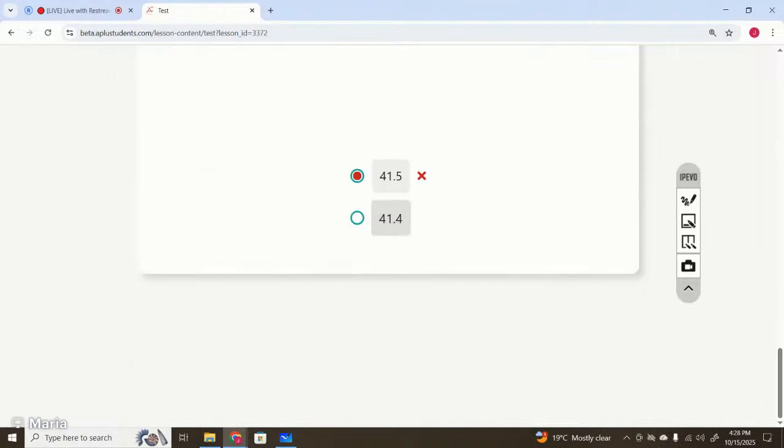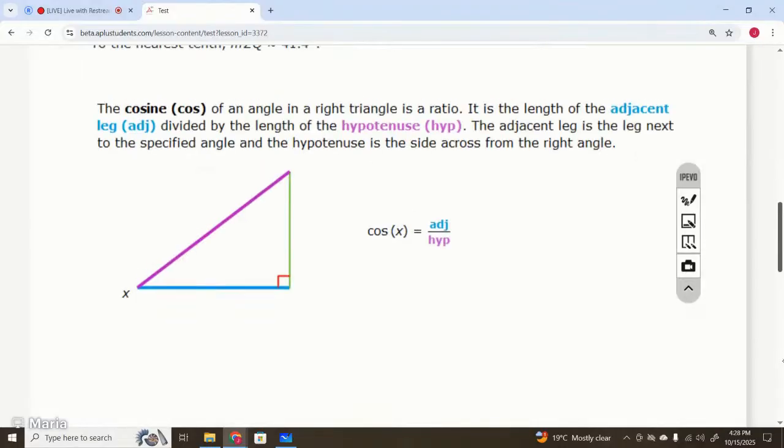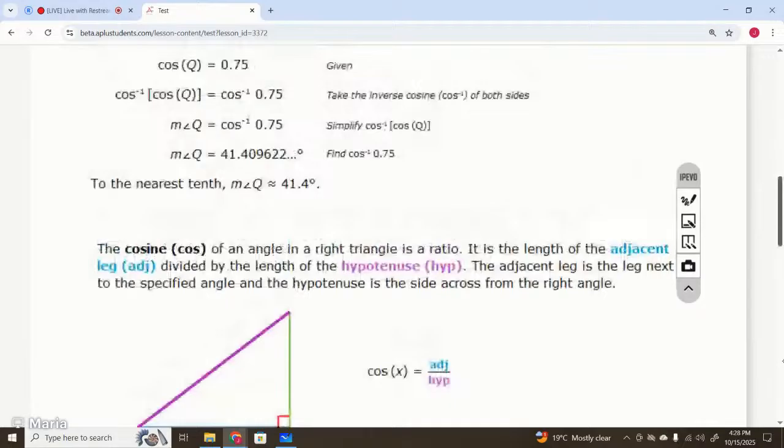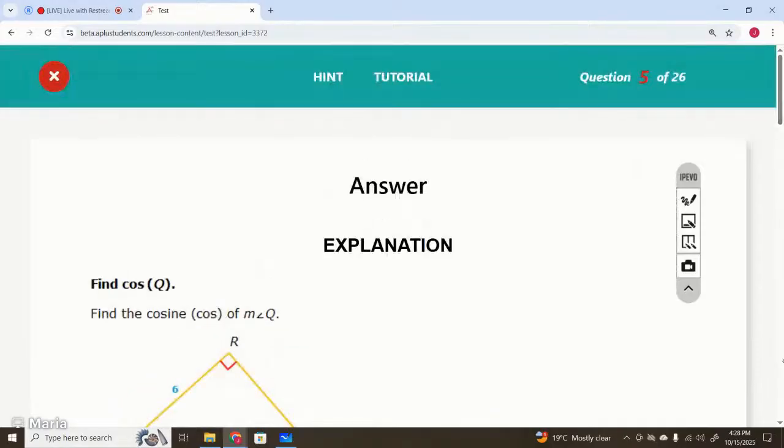41.4 it is. Option number 2 is the correct option. Oh, you also have to round off. So that is 41.4. Okay, you can complete the lesson by yourself later today. Let me just move on to this lesson.